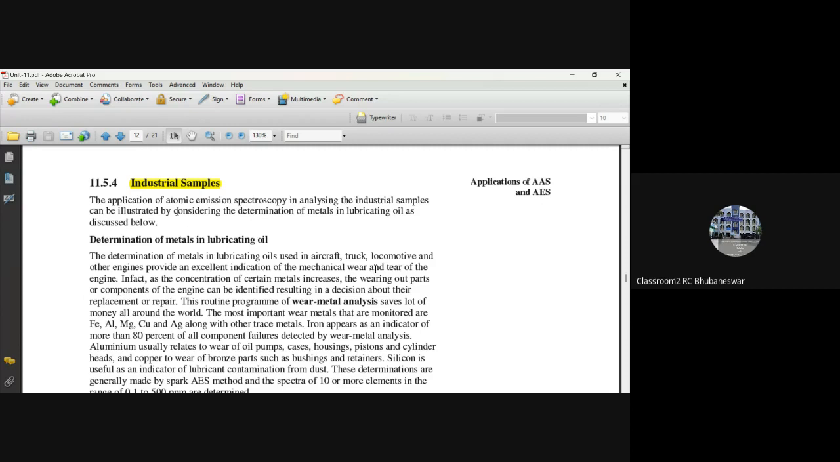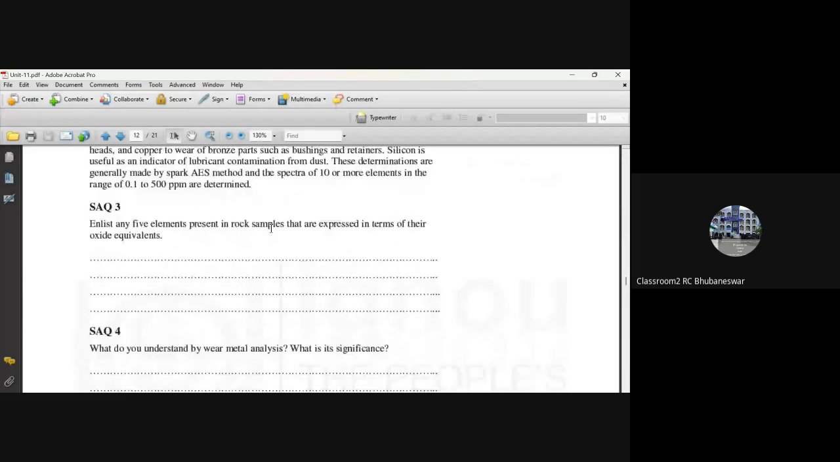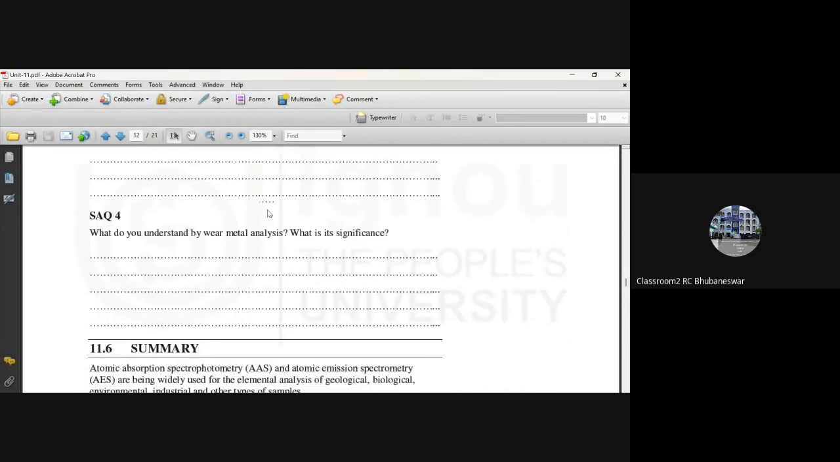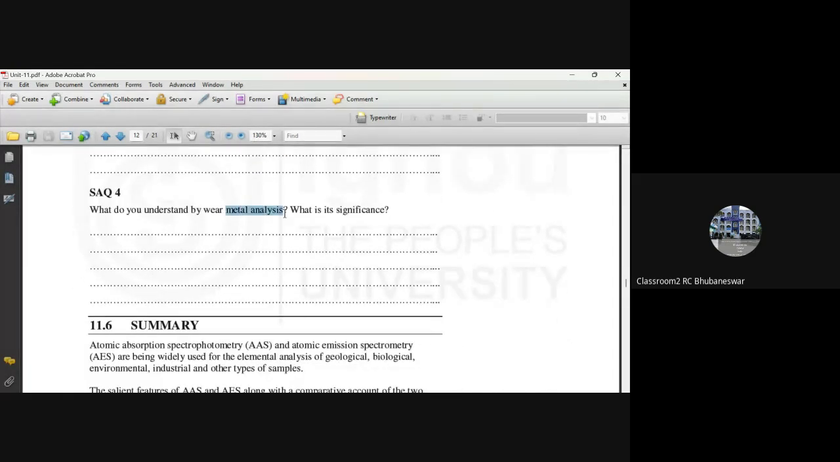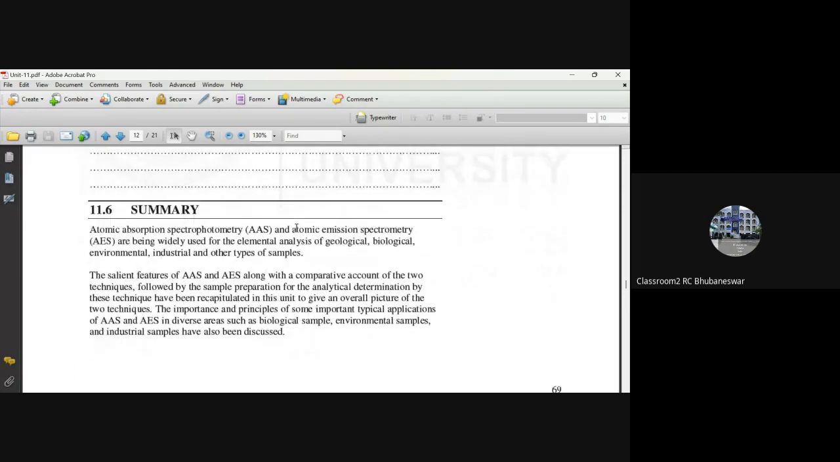Then industrial samples also you can use, for determination of metals in lubricating oil. I was discussing that for AAS also. If lubricating oil has some contamination of other elements, that also can be detected. Here in the rock samples, five elements, just list down what you understand by a metal analysis method, give the significance. Oh, we came to the summary part.